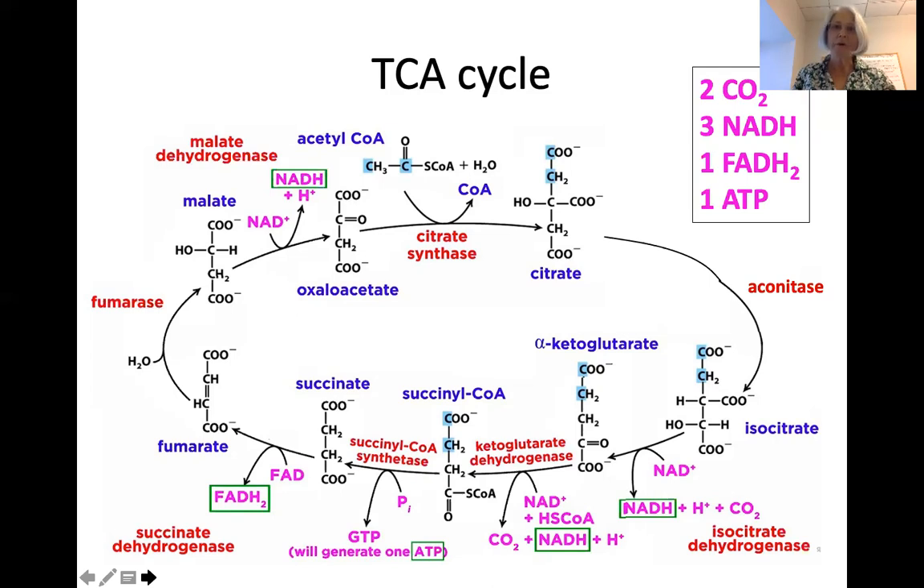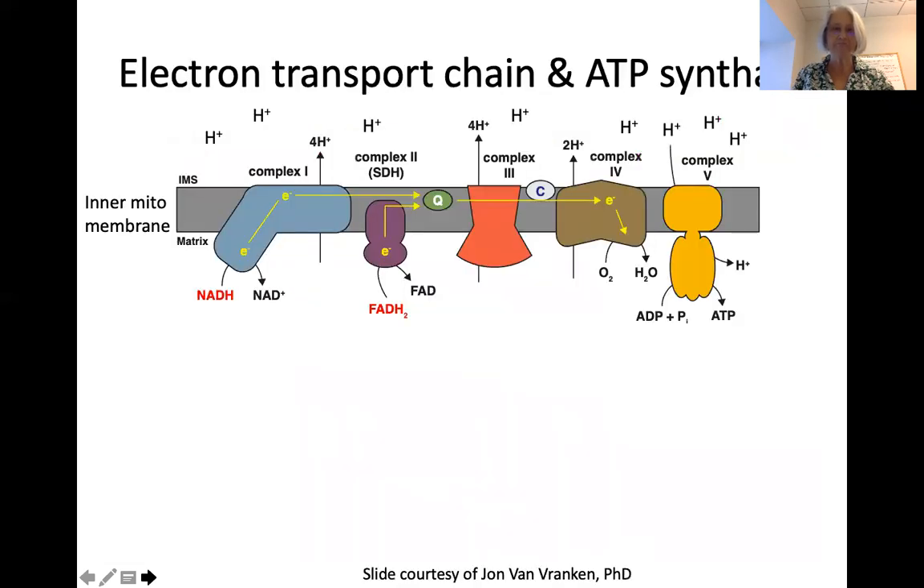So what happens with all that NADH and FADH2? Okay. The CO2 we exhale, this is where most of the CO2 that we're exhaling comes from. The NADH and the FADH2 will now fuel the electron transport chain or the respiratory chain to produce most of the ATP. Okay, so this is an image of the respiratory chain, electron transport chain. It occurs in the inner mitochondrial membrane.